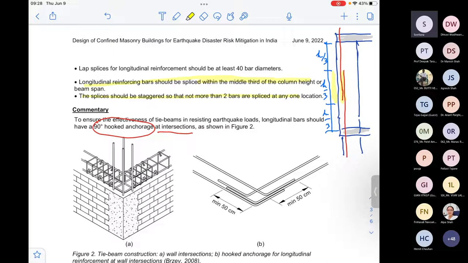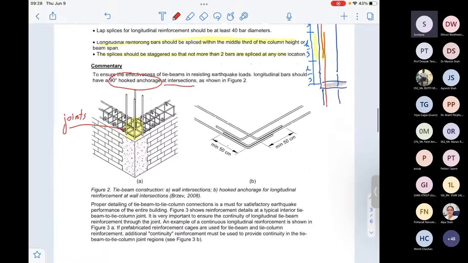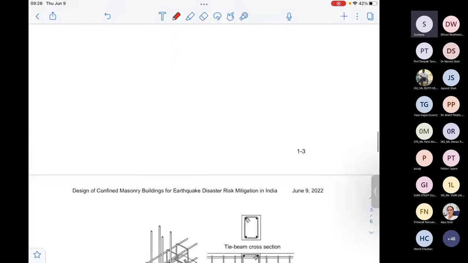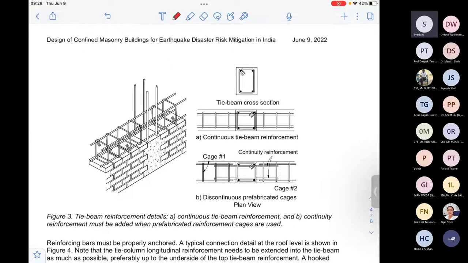One of the most problematic areas for reinforced concrete, as you may be aware, is the beam to column joints, and how to construct them properly. So how do we deal with joints in confined masonry? It does say that proper detailing is very important for earthquake performance, and here are some detailing options for the joint region.